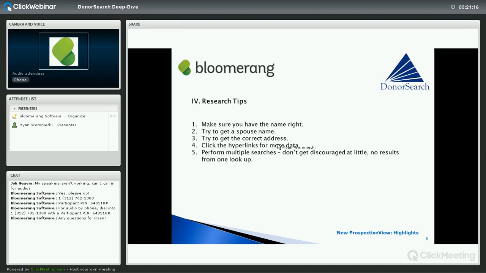Click the hyperlinks for more data. I'll show you that in a little bit. And perform multiple searches. Don't get discouraged by doing the first one. In fact, when you do a lookup, perhaps you can find more information. For example, we found his wife's name, Bren, and we could actually have used that to plug in more data back into Bloomerang and get even more data out of the next search.